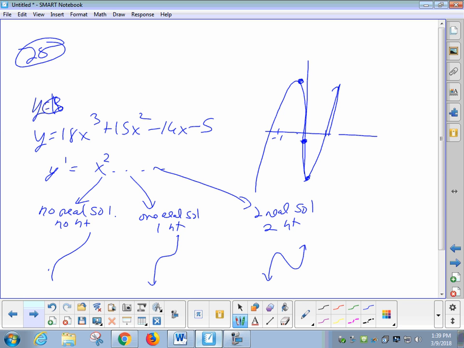Where is it? Negative 0.277. Okay, there. That's where it changes concavity. Boom. We're good. Okay. Number 5.